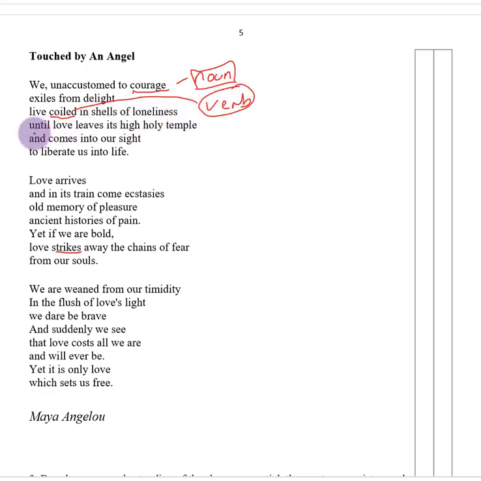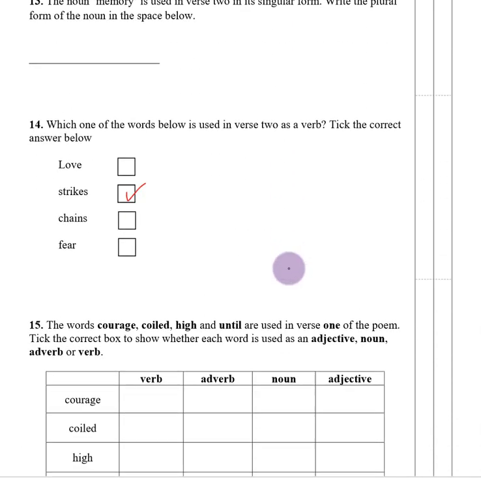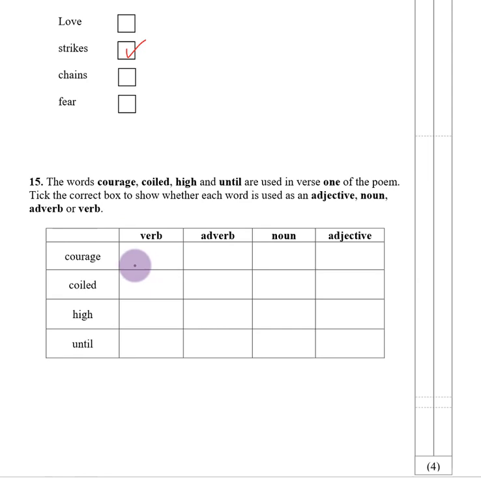And then we have until, love leaves. So in this sense, leaves is the verb, and until is actually an adverb. And then high, the high holy temple, would be the adjective. So this is one where you need to go back and look at the verse to check what it is. Sometimes you can just tell, but this one is a little trickier. So courage was our noun, coiled was our verb, high was the adjective, and until was the adverb.